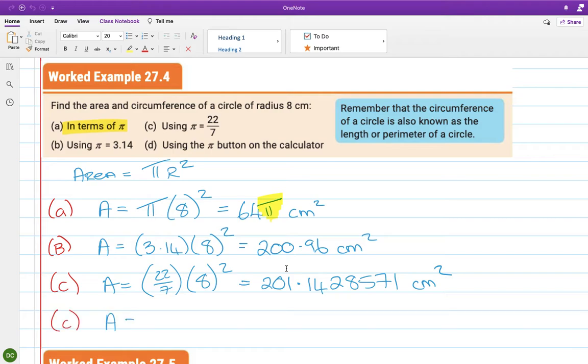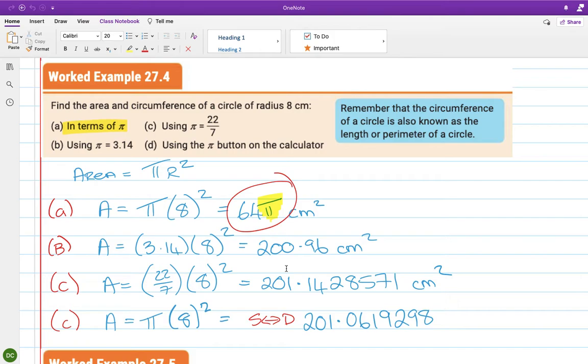And then the last one is using the pi button on my calculator. This goes in the same way part A did. So we go shift and pi, bracket 8 bracket squared. And when you press equals, your calculator says 64 pi. So to turn it into a decimal, you need to use your SD button. And when I press that, I get 201.0619298 centimeters squared.